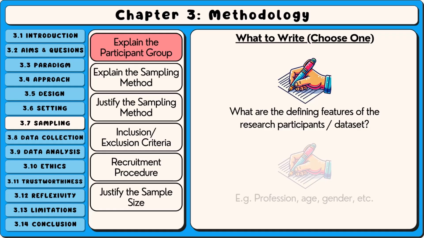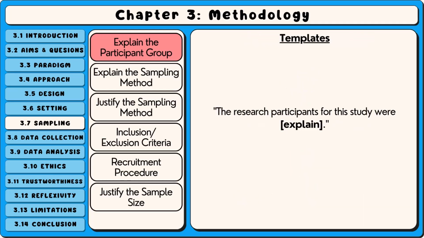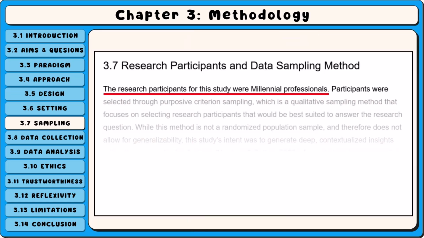To explain the participant group, outline the defining features of the participants or the dataset if you're using document analysis. For example, what is the profession, age, gender, etc. of the people you are interviewing, observing, or having participate in your focus groups? Here's a template. The research participants for this study were, and then explain the research participants.